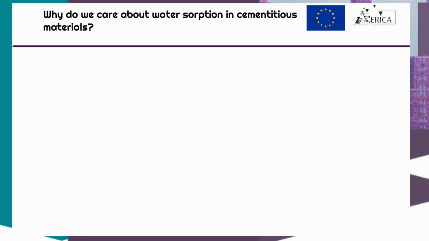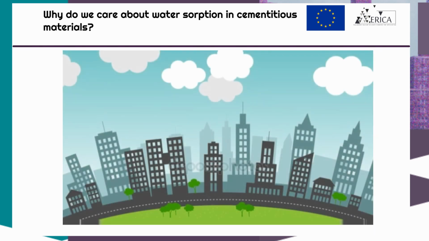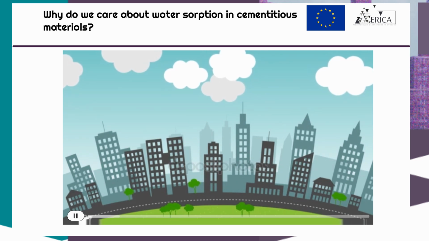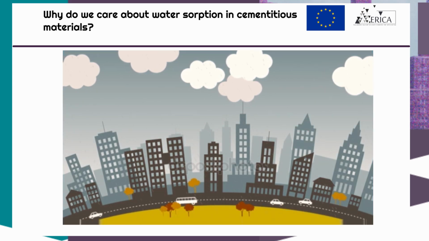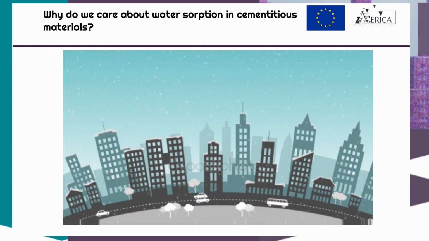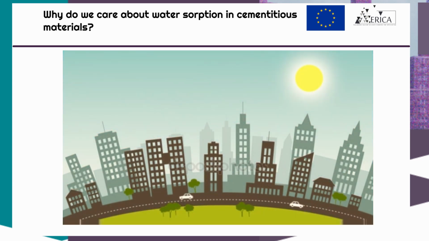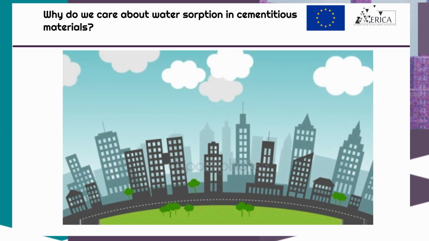Why do we care about water sorption in cementitious materials in the first place? During the service life of cementitious materials, cyclic changes of moisture content or relative humidity take place due to external environmental conditions. As cement is a porous material, it allows for the transfer of this moisture, which means it can absorb or release moisture depending on the external humidity. It swells when it absorbs and shrinks when the moisture leaves.